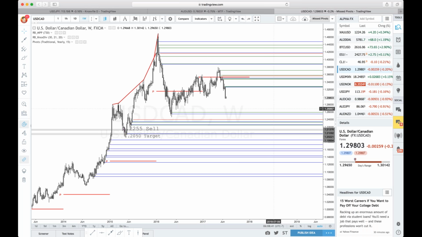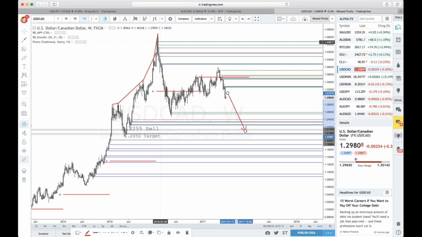Here's the US dollar, Canadian dollar. There's too many missed pivots above and below price. But let me give you a little word of caution. A while back, we started missing a daily and a weekly pivot after a long run upward. And then we started to drop. And there were a lot of missed daily and weekly pivots below price. And the dollar, Canadian dollar, started to drop.